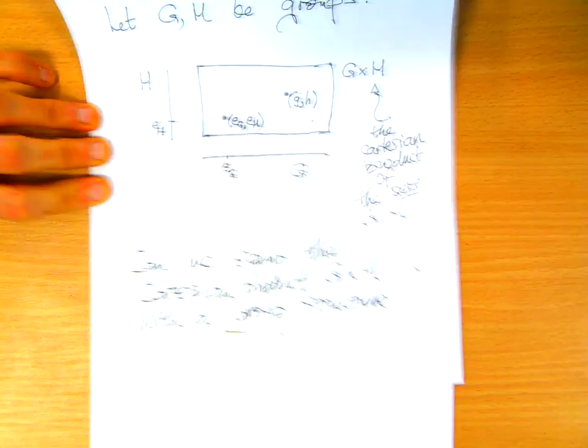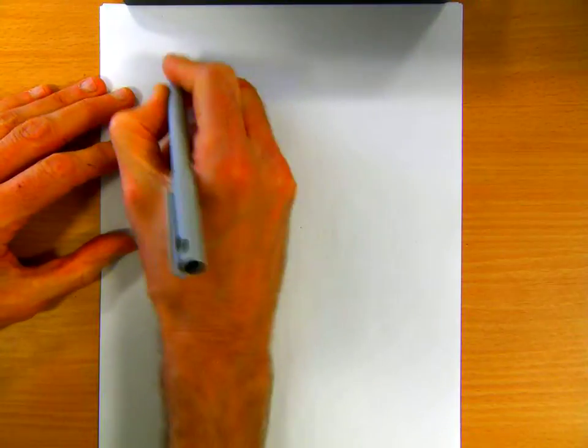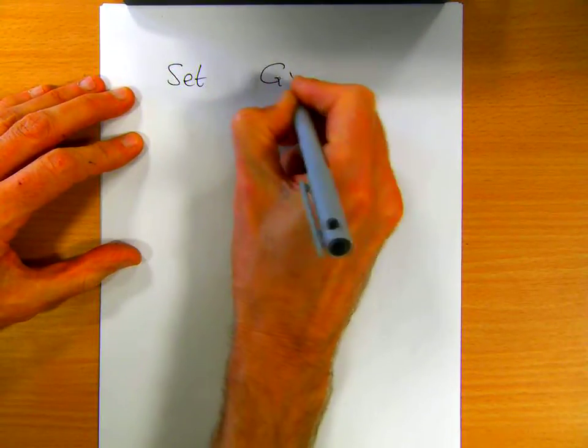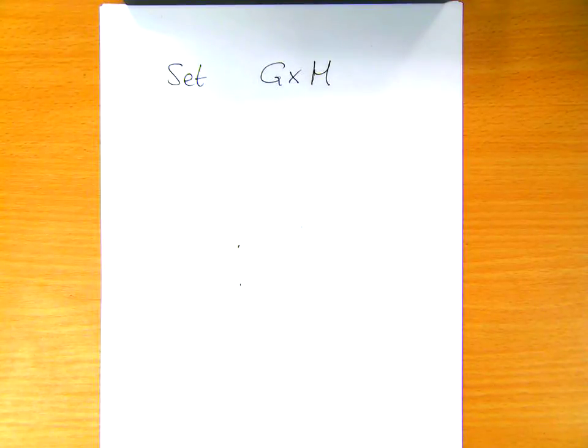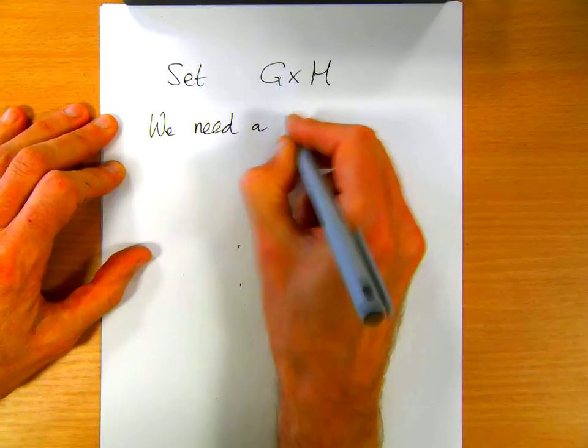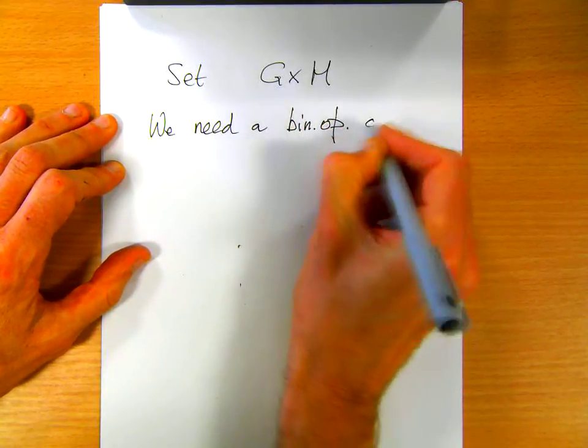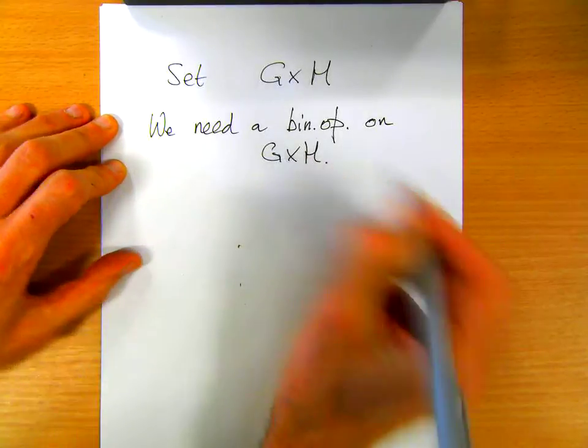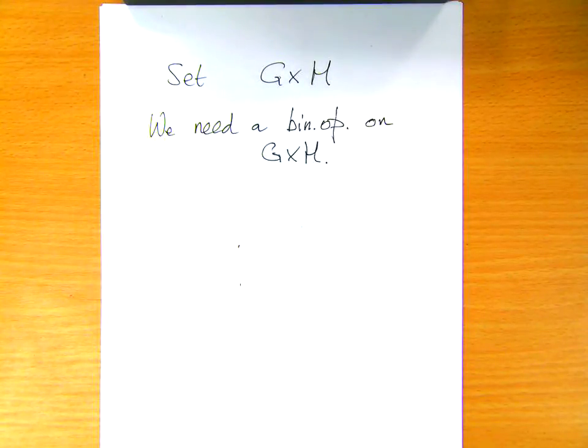Can we equip the Cartesian product G cross H with a group structure? So what do we have? We've got a set G cross H. Okay, we've got a set, so that's a good start because all our mathematical constructions start with a set. But we need a binary operation. Well, we've got a binary operation on G, and we've got a binary operation on H, because we were given that G and H are groups.